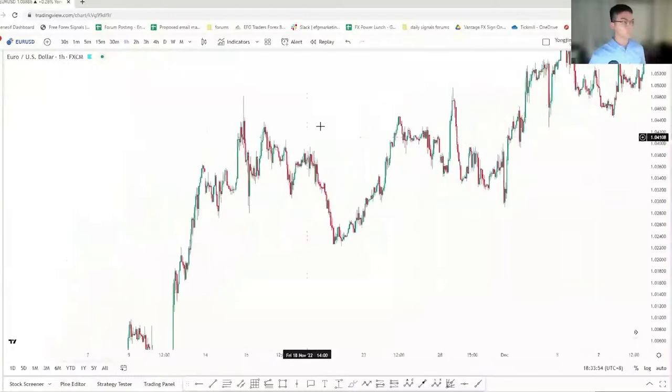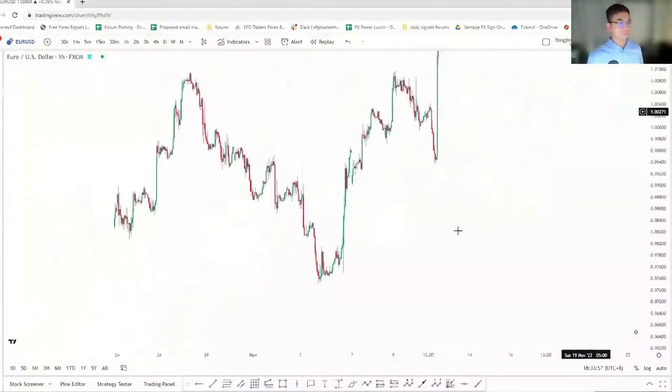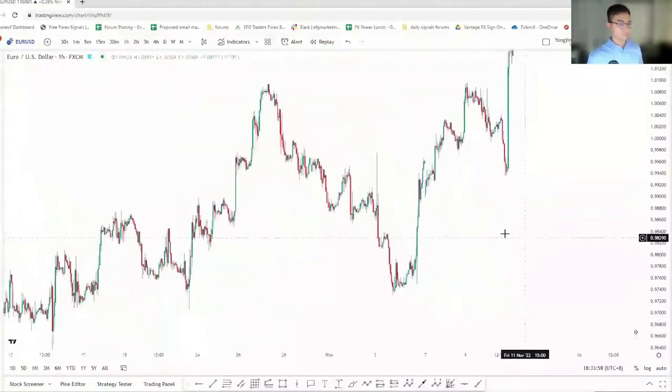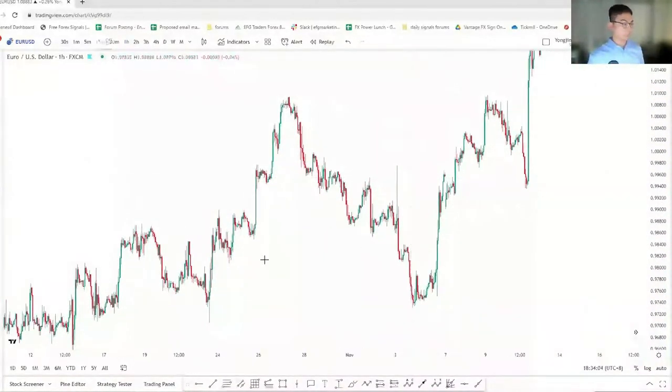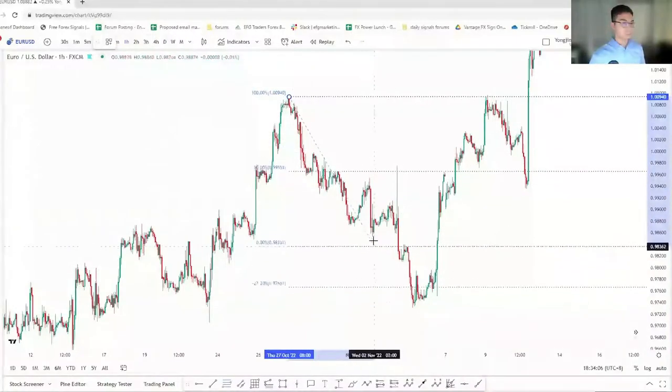Let me find another one which is nice. All right. Clean one, trying to find a clean one. Likely this could be possible. Okay, this is actually quite nice.